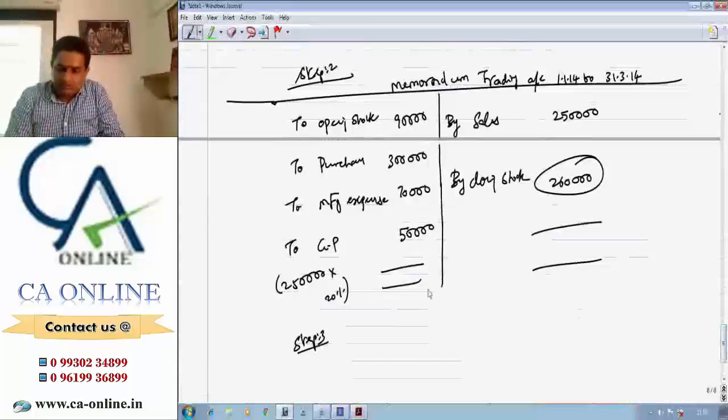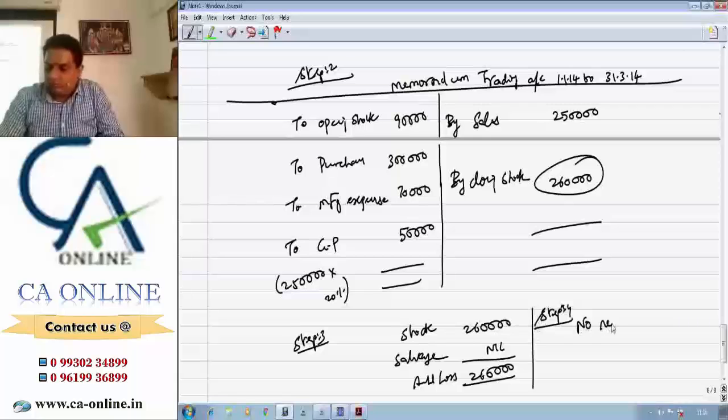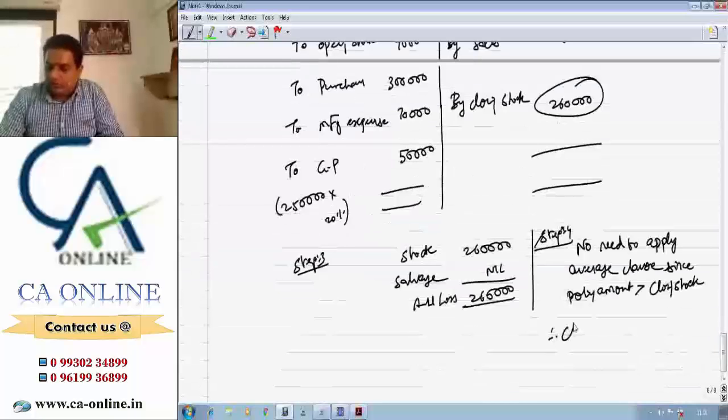So step 3. Stock 2 lakh 60. Salvage nil, 2,60,000 actual loss, not required. Step 4, no need to, but this you should write: apply average clause since policy amount is greater than closing stock. Therefore, claim for loss of stock equal to 2,60,000.